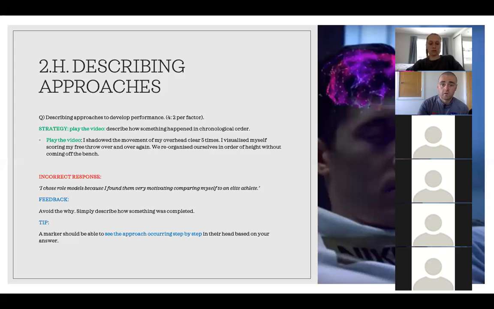So an incorrect response, again: I chose role models because I found them very motivating when comparing myself to an elite athlete. Again, that's us justifying why we use that. That's us beginning to explain. We don't need that described. So the feedback there when they're doing their homework, or when they're learning it, is just avoid the why.